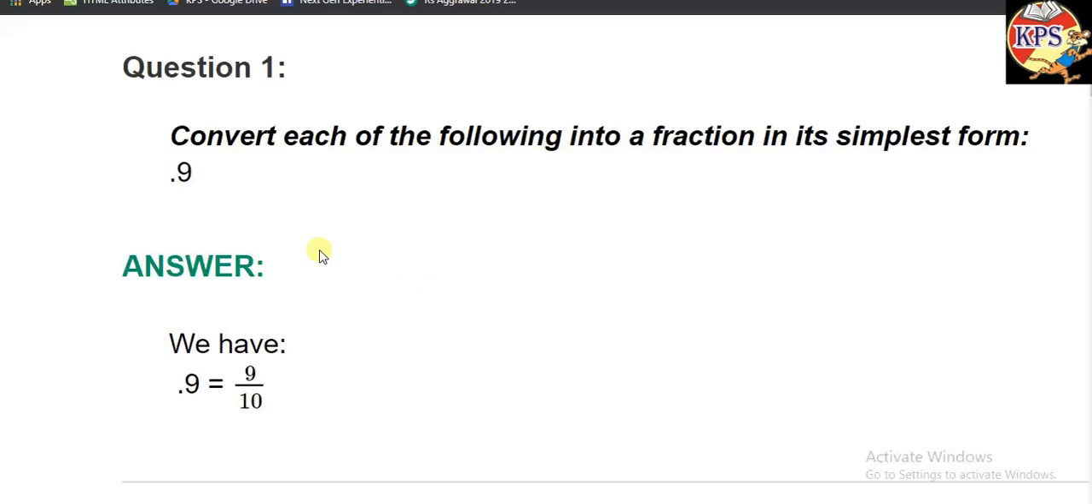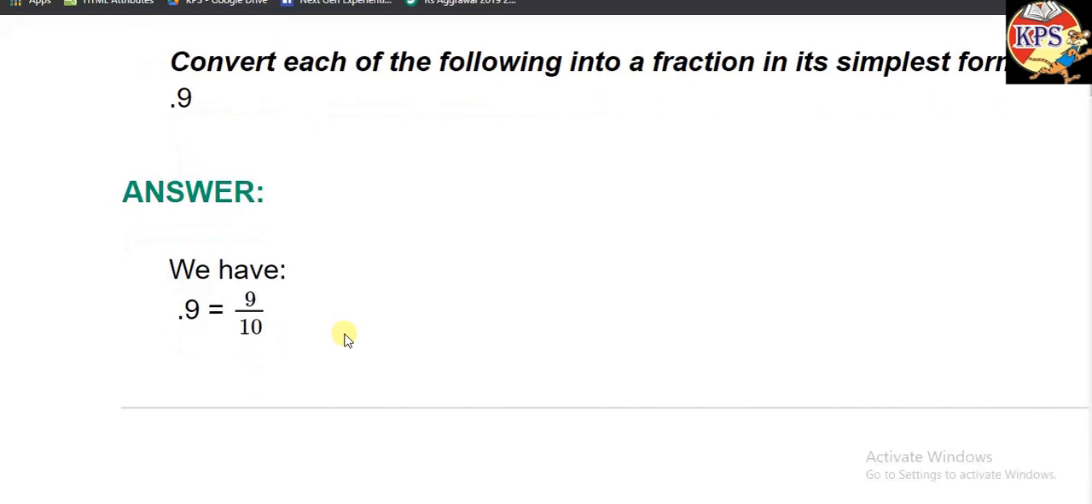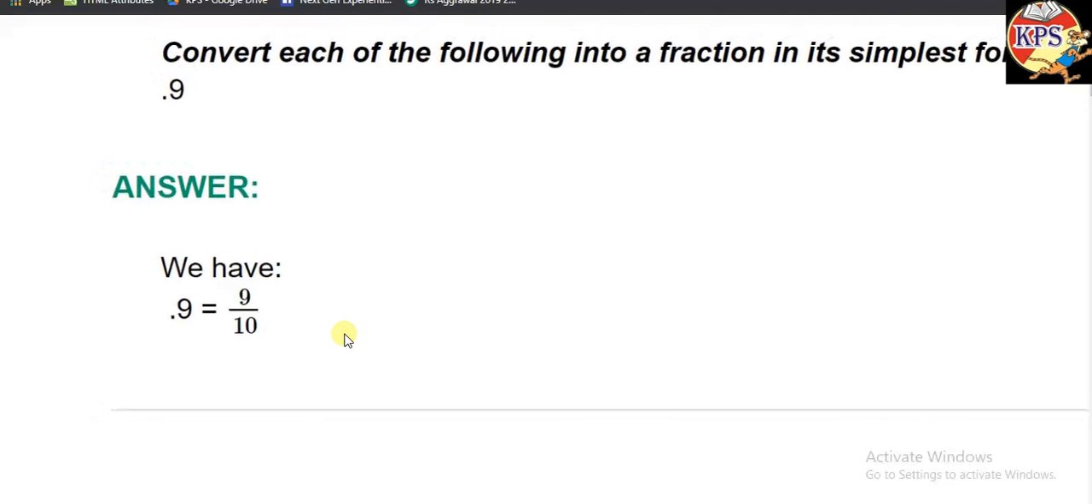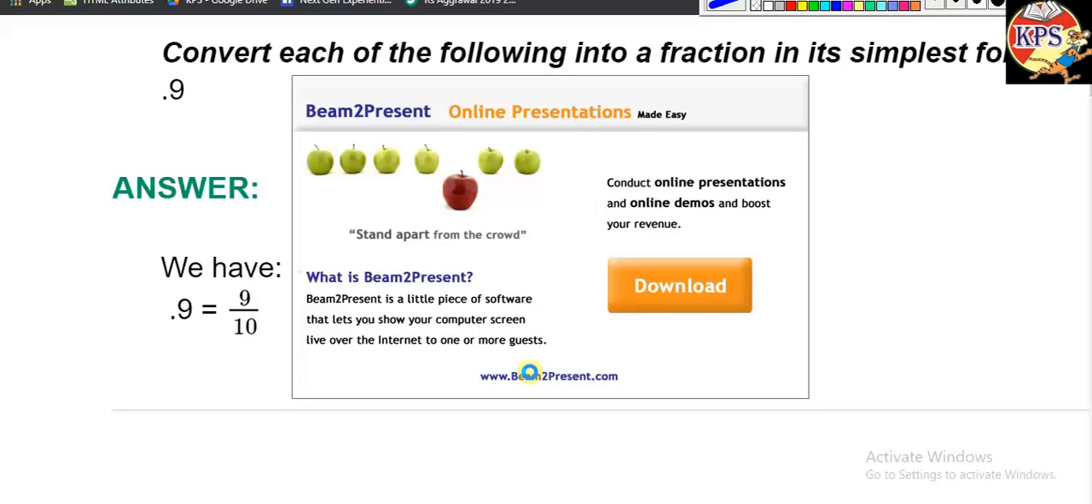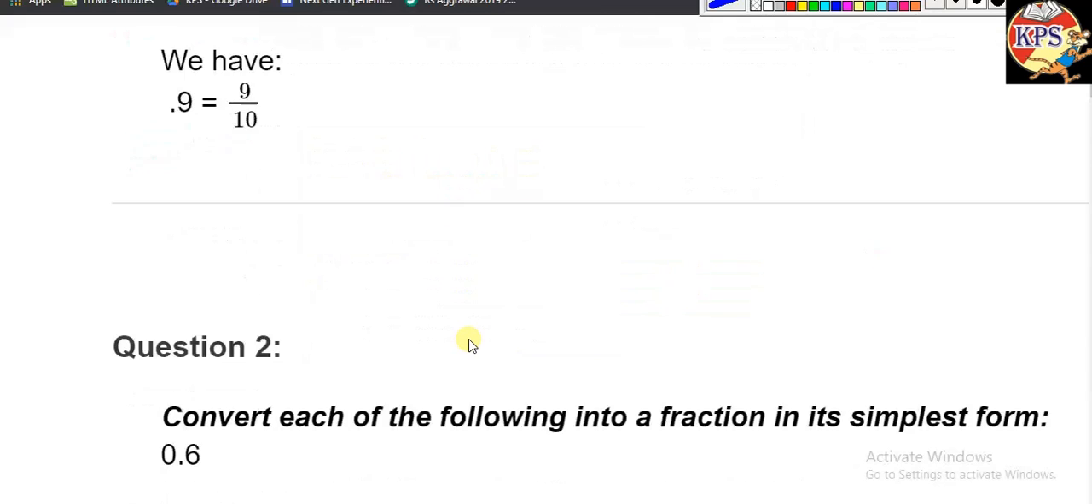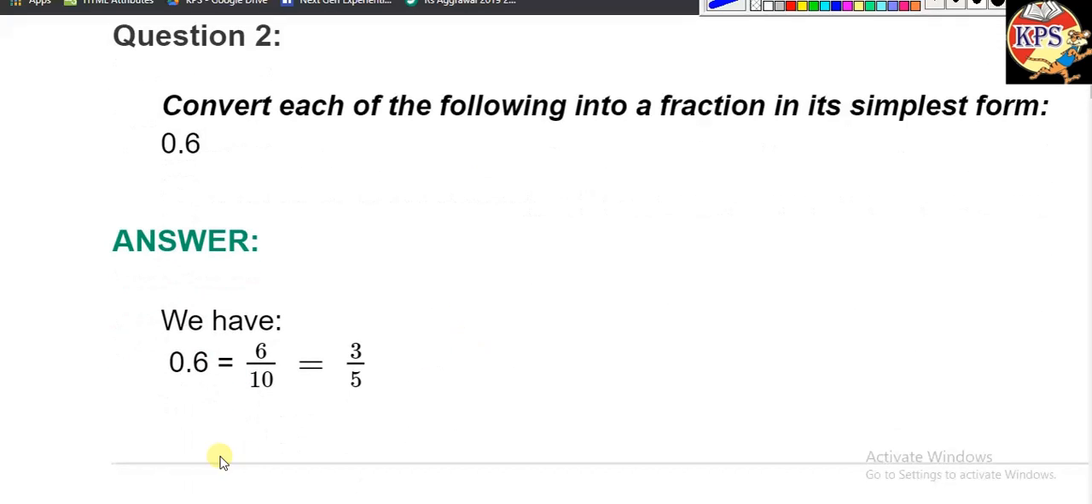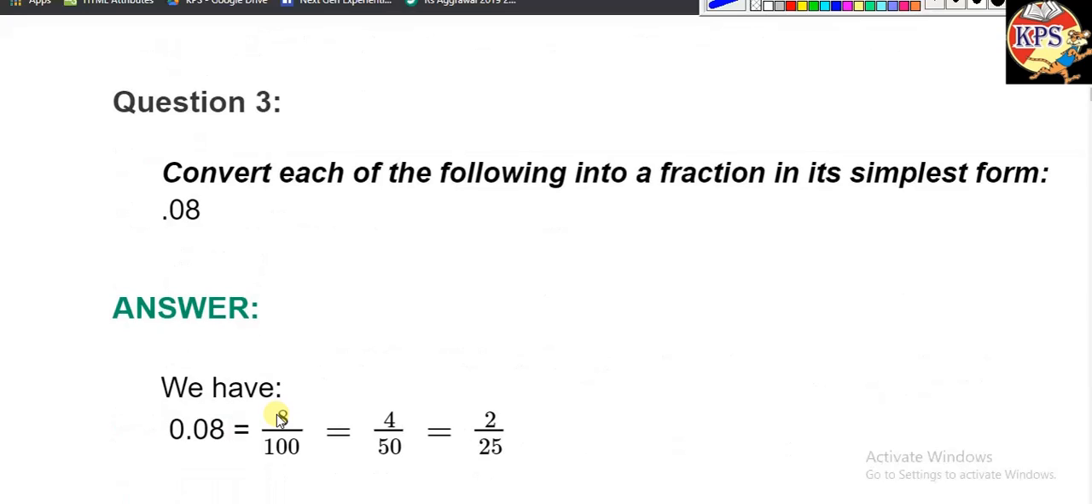So here you can see that 0.9 is given. You can say this 0.9 or you can write it 0.9, there's no problem. I have already told you that if only one number is given after the point, you have to write it like 9 upon 10. Okay, if only one number is given. So all the questions are the same here, 6 upon 10, because one number is given after the point.